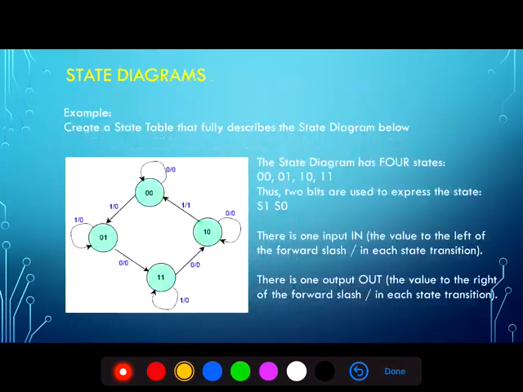So here we have a state diagram that has 4 states, 0 0, 0 1, 1 0, and 1 1. Those states require 2 bits, which we'll call S1 and S0, to describe them. There is one input in this state diagram or state machine, and it's the number shown before the forward slash in each state transition. And there's one output in the state machine that's shown after the forward slash in each state transition.